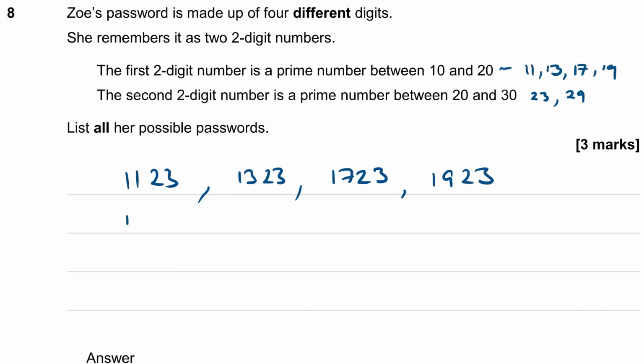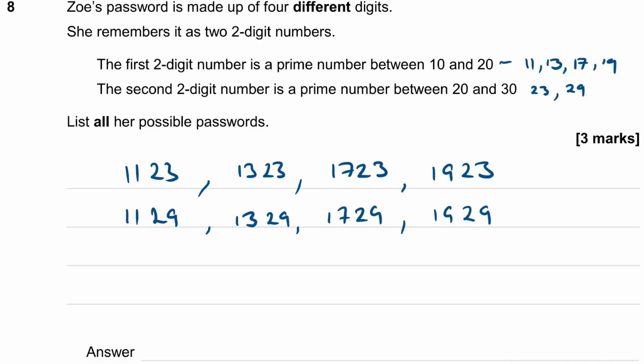And also I could have 11 ending in 29. I could have 13 ending in 29. I can have 17 ending in 29, and I can have 19 that ends in 29. So you can see I've got 8 possible passwords that meet those 2 criteria. Also notice I'm going through this systematically, keeping one thing the same and changing the other thing, so I don't miss out any pairs. If you're systematic how you rattle these off, then you're more likely not to miss anything out.